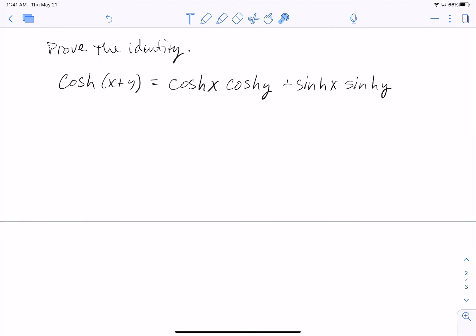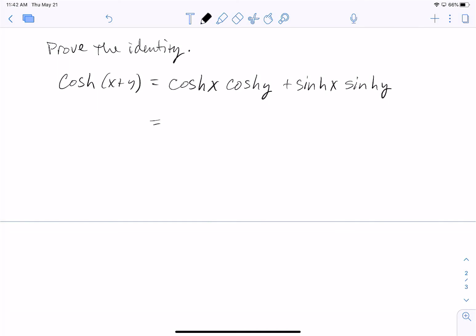Next, we're going to prove an identity involving hyperbolic functions. The hyperbolic cosine of the quantity of x plus y is equal to the hyperbolic cosine of x times the hyperbolic cosine of y plus the hyperbolic sine of x times the hyperbolic sine of y. This is like the sum formula for the cosine function, except that one has a minus in between the terms, and this has a plus. The way we're going to prove hyperbolic identities is to use the definitions.